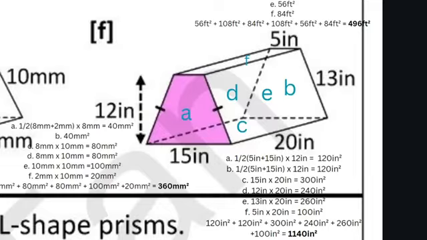And to calculate F, we have to take 5 inch times 20 inch, which is equals to 100 inch square. Then you add all up together and the answer is 1140 inch square.